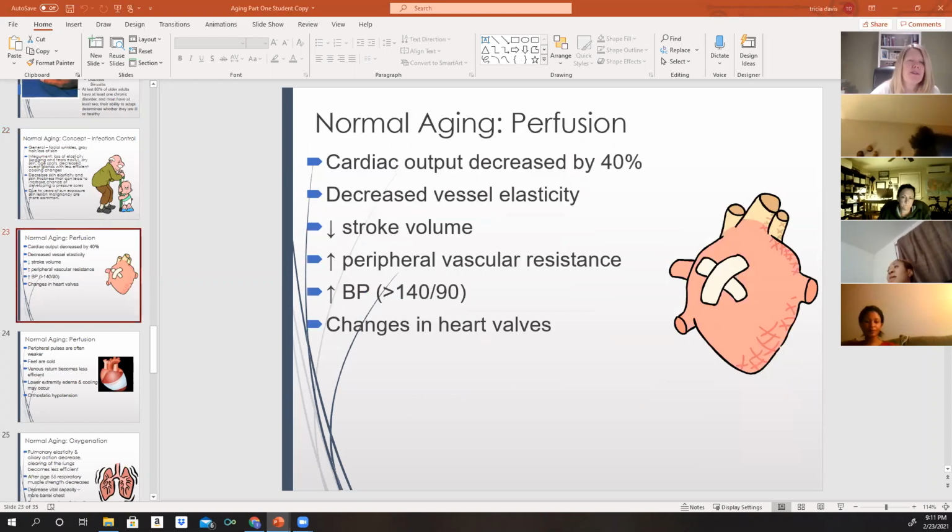So when we talk about perfusion, our cardiac output is decreased by 40%. That's a lot. 40% is a lot, almost 50%. Those vessels are going to decrease in elasticity, so they're going to be harder. Your stroke volume is going to decrease. Your peripheral vascular resistance is going to increase. Do you guys know what peripheral vascular resistance is? It's okay if you don't.